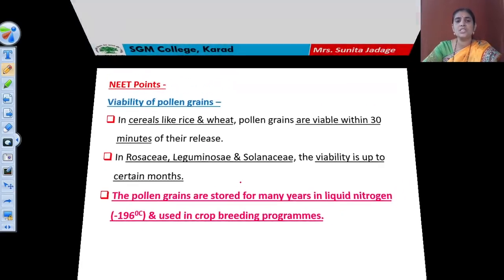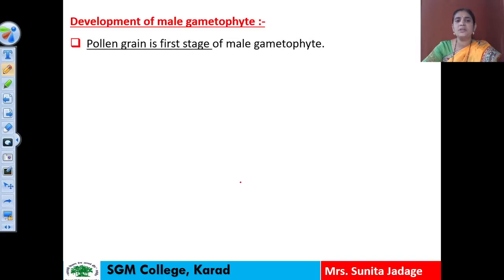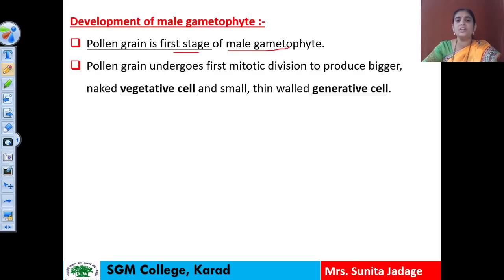Okay, so this is all about the structure of pollen grain. Now from this pollen grain the male gametophyte development is taking place. So here we have to see how the pollen grain is developed into the male gametophyte during the sexual reproduction. So the first step here, the pollen grain, is the first stage of the male gametophyte development. And from this pollen grain the male gametophyte is developed.